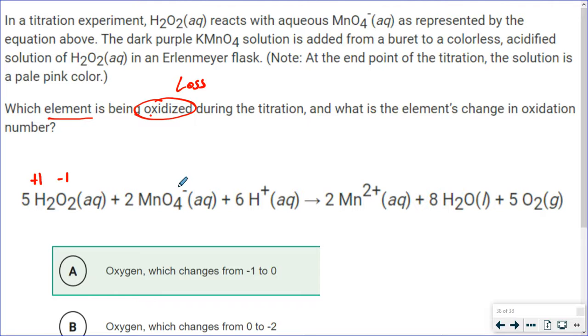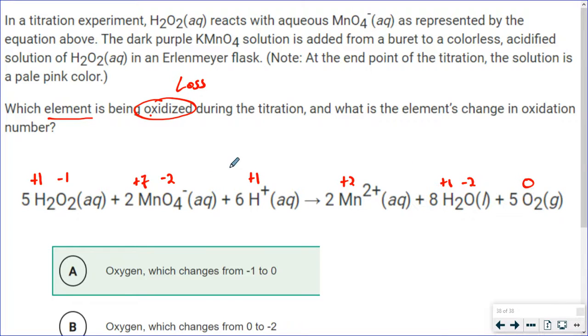In MnO4, we have a -2 for oxygen. We have a +1 for hydrogen here. Manganese would have to be, if they add up to a total charge of -1, a +7. If we go to this side, we have a +2, a +1, -2, and a 0. So what do we have going on here? Well, we have some of our oxygen going from -2 to -2, so it did not change. But some of our oxygen goes from -1 to 0.